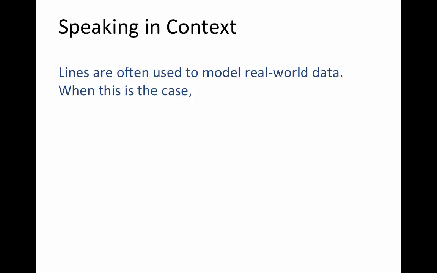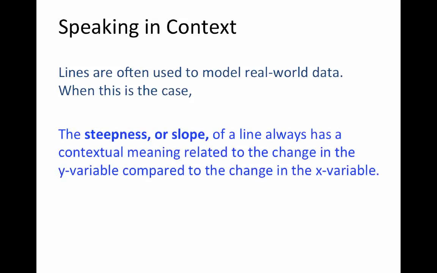Lines are often used to model real-world data. When this is the case, the steepness or slope of a line always has a contextual meaning related to the change in the y variable compared to the change in the x variable.